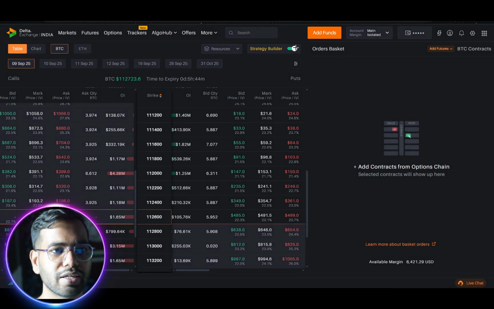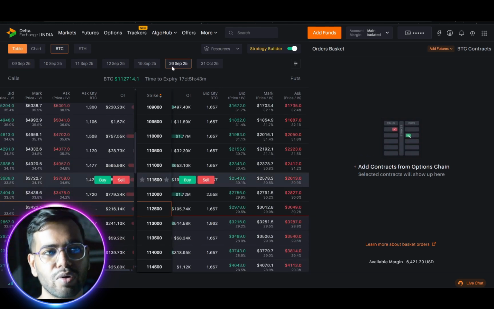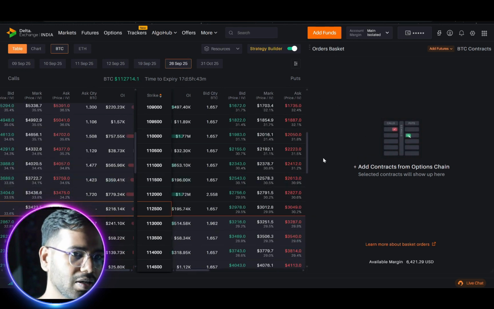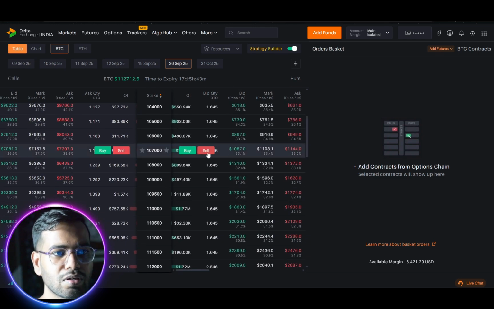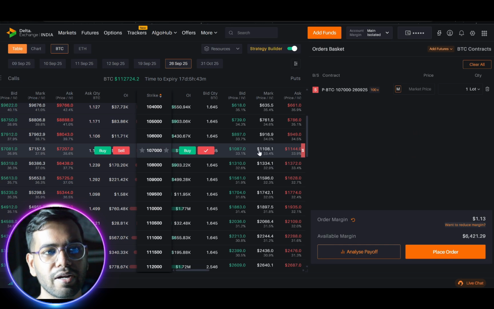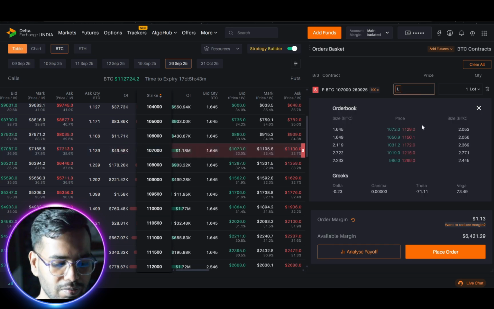First, we have to check that the strategy builder tab is on. Okay, friends, now we have to select the expiry. This month's expiry is the 26th September expiry. Now I want to select the 1,17,000 call, which is trading at around 1,100. We will put the price at 1,100.